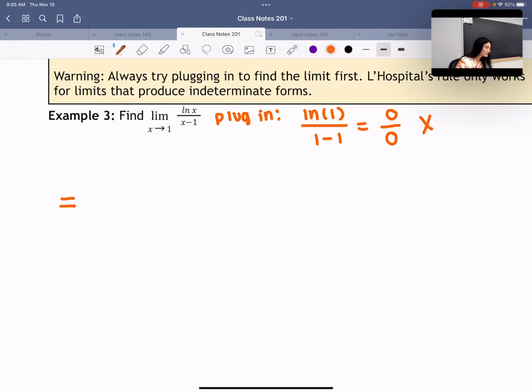So this limit is equal to, and I'm going to put a little LH here just to be like, hey, we're using L'Hopital's rule here.